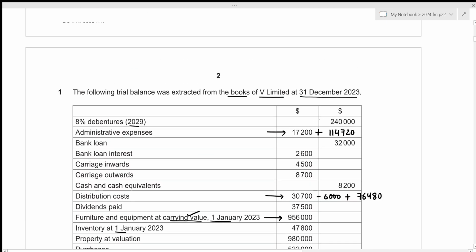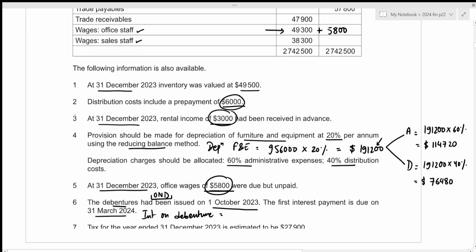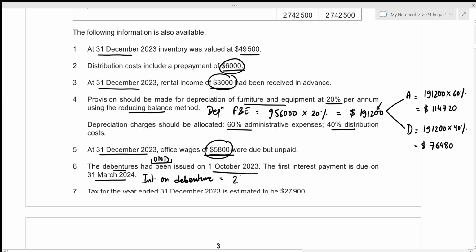So we have our debenture amount of 240,000. The rate of interest is 8%. So the interest charge is just going to be 240,000 multiplied by the rate. But this will give the annual interest, which is the interest for 12 months. But in this case, we only require the interest for the 3 months. So times 3 by 12. This will give the interest on debenture to have a value of 4,800.